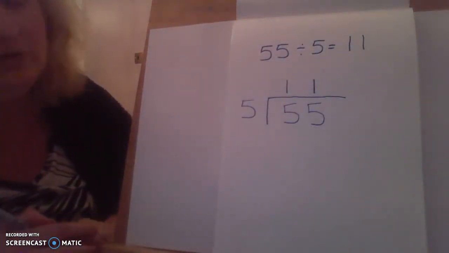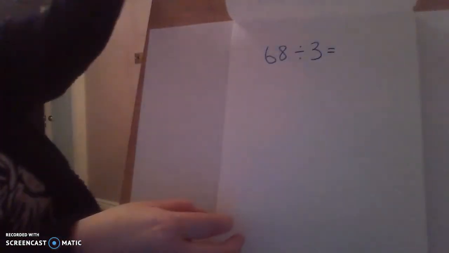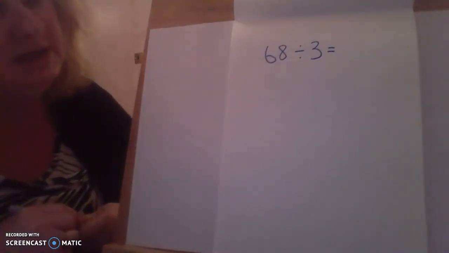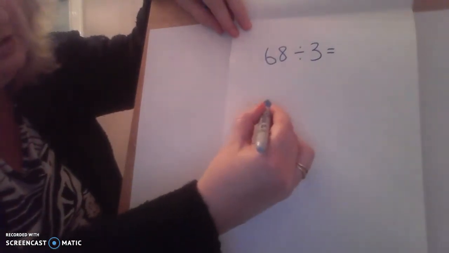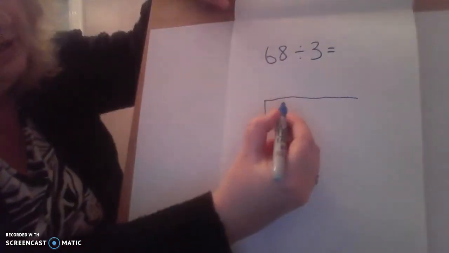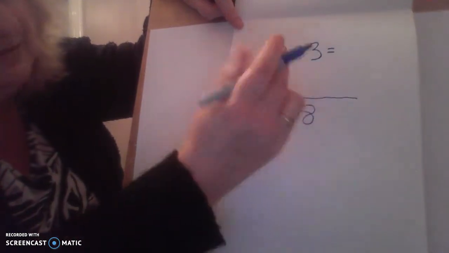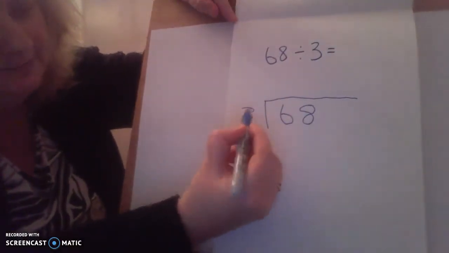And I know a lot of you already knew that answer, but this is a good way to work out, especially when we get to tricky ones. A bit like our next one, 68 divided by 3. Okay, so we'll use our bus stop again. We'll draw our bus stop. And then we're going to put the number we're dividing into the bus stop, 68. And then the number that we're dividing it by will go on the outside, the number 3.